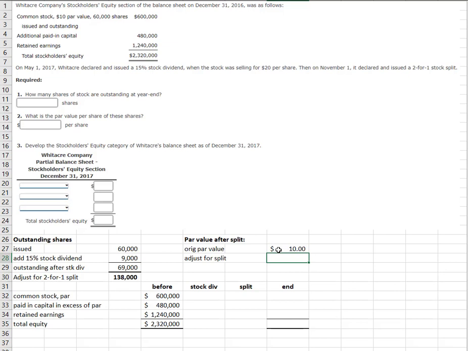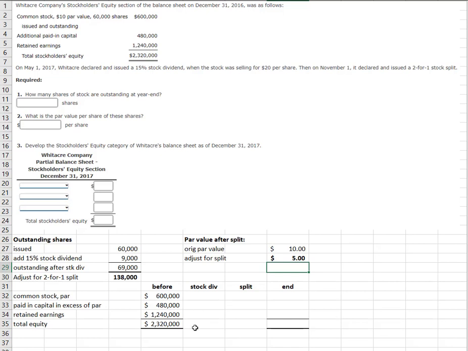All right, the original par value was 10. When you do a split, you adjust the par value for the ratio of the split. Here it's 2-for-1, so we would drop it in half. If it was a 4-for-1, we would drop it by a fourth. So you drop it in proportion to the number of shares outstanding so that the total legal capital would remain the same. That's the idea.